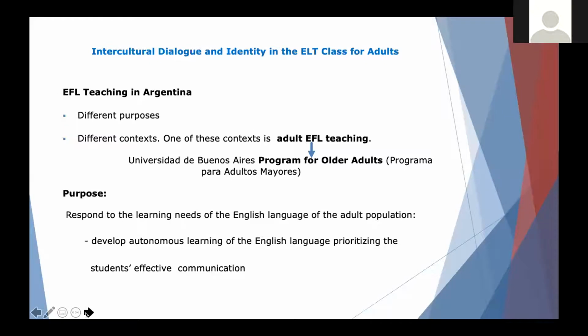The main objective of this program is to respond to the learning needs of the English language of the adult population that attends the different courses. And they do this through a selection of competencies that are focused on cultural content. This curricular conception is focused on the needs of a dialogue between cultures in a diverse society.